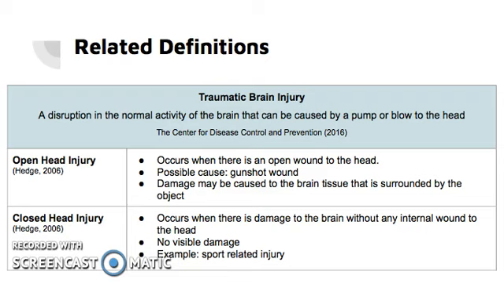There are two types of traumatic brain injuries, open head injury and closed head injury. An open head injury occurs when there is an open wound to the head. This open wound can be caused by an unfamiliar object such as a bullet. Damage may be caused to the brain tissue that is surrounded by the object. A closed head injury occurs when there is damage to the brain without any internal wound to the head. There may not be damage that you can see to the skull or surrounding structures, but the brain has experienced damage. An example of this would be a concussion while participating in a sport, such as football.